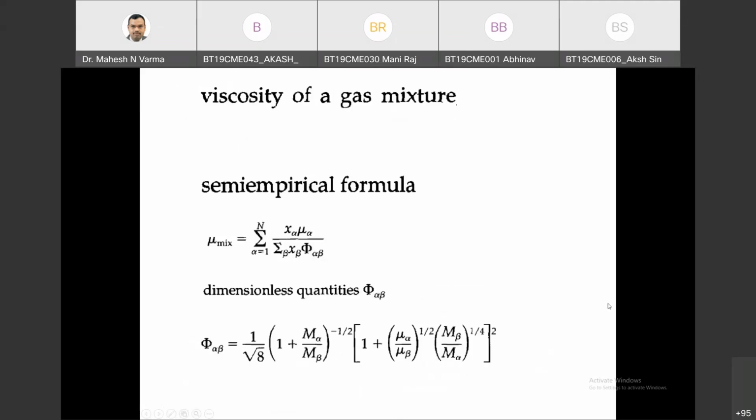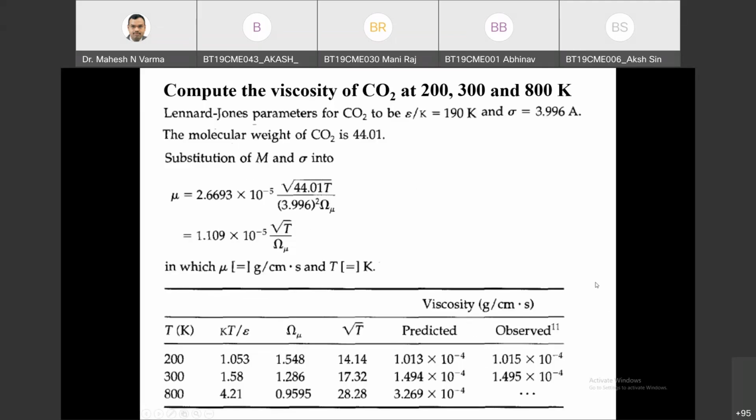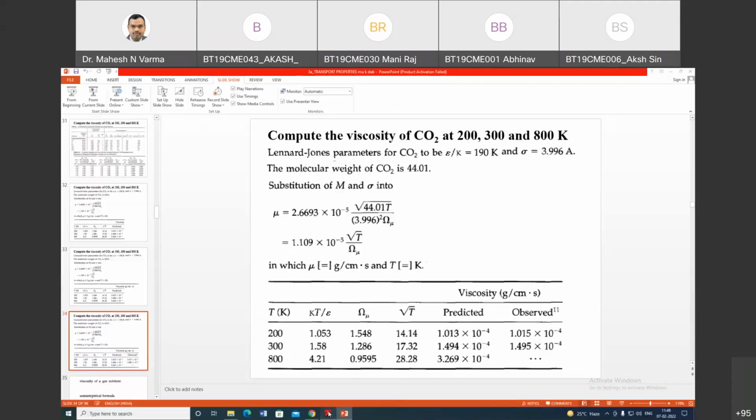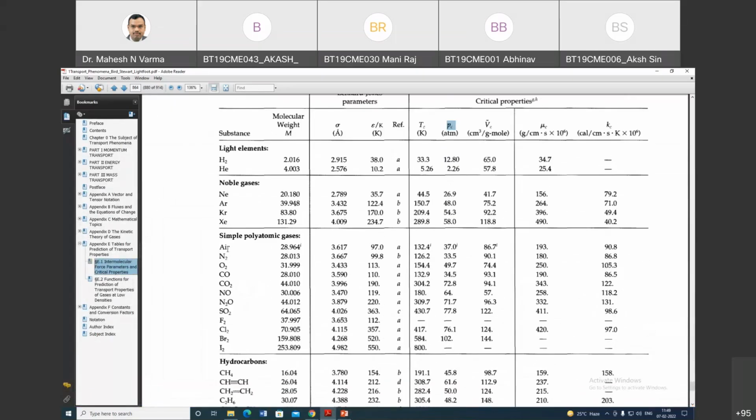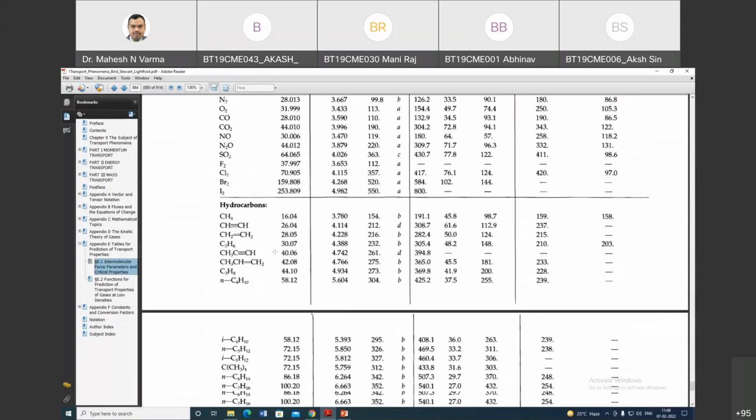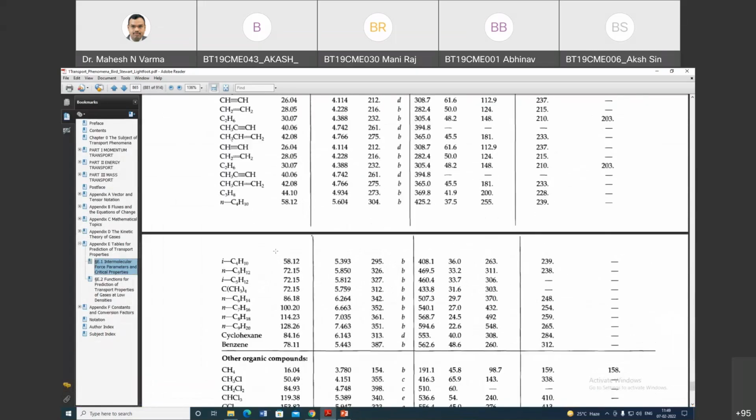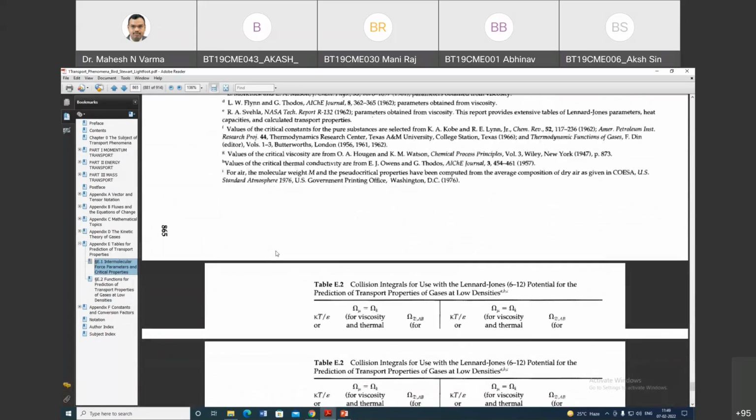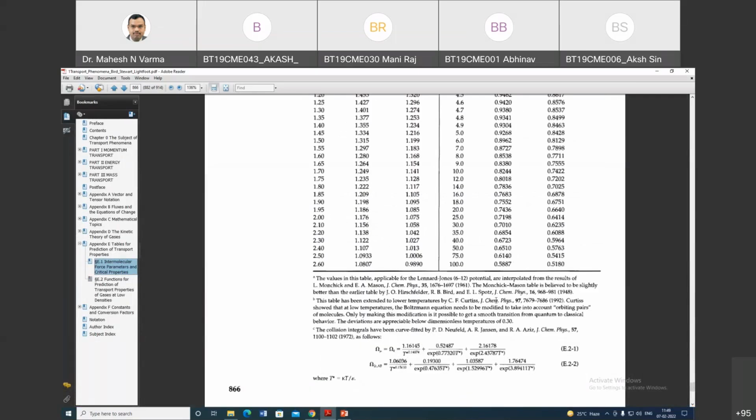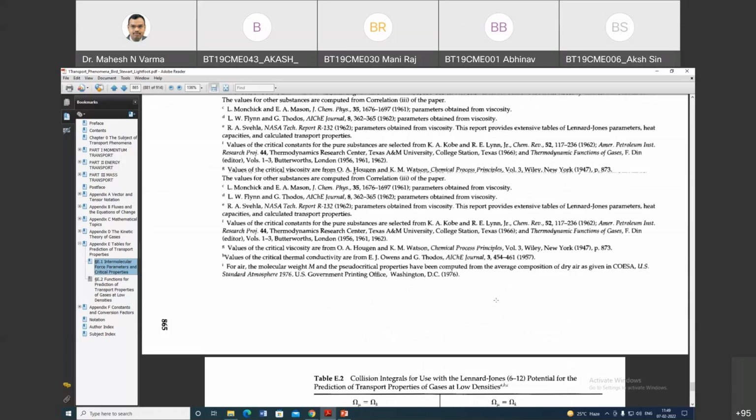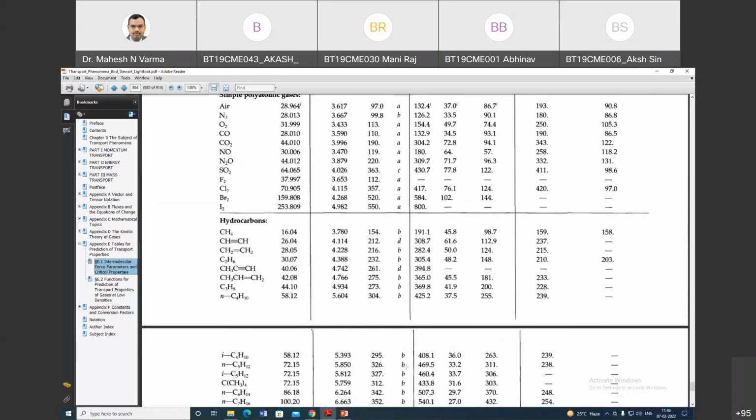Now, hope you will be able to get the viscosity of all these gases, at least whatever data is given in this data book. All the gases at all temperatures and pressures. All temperatures means kT by epsilon starting from 0.3 to 100. So you should be able to get the viscosity value for all the gases.